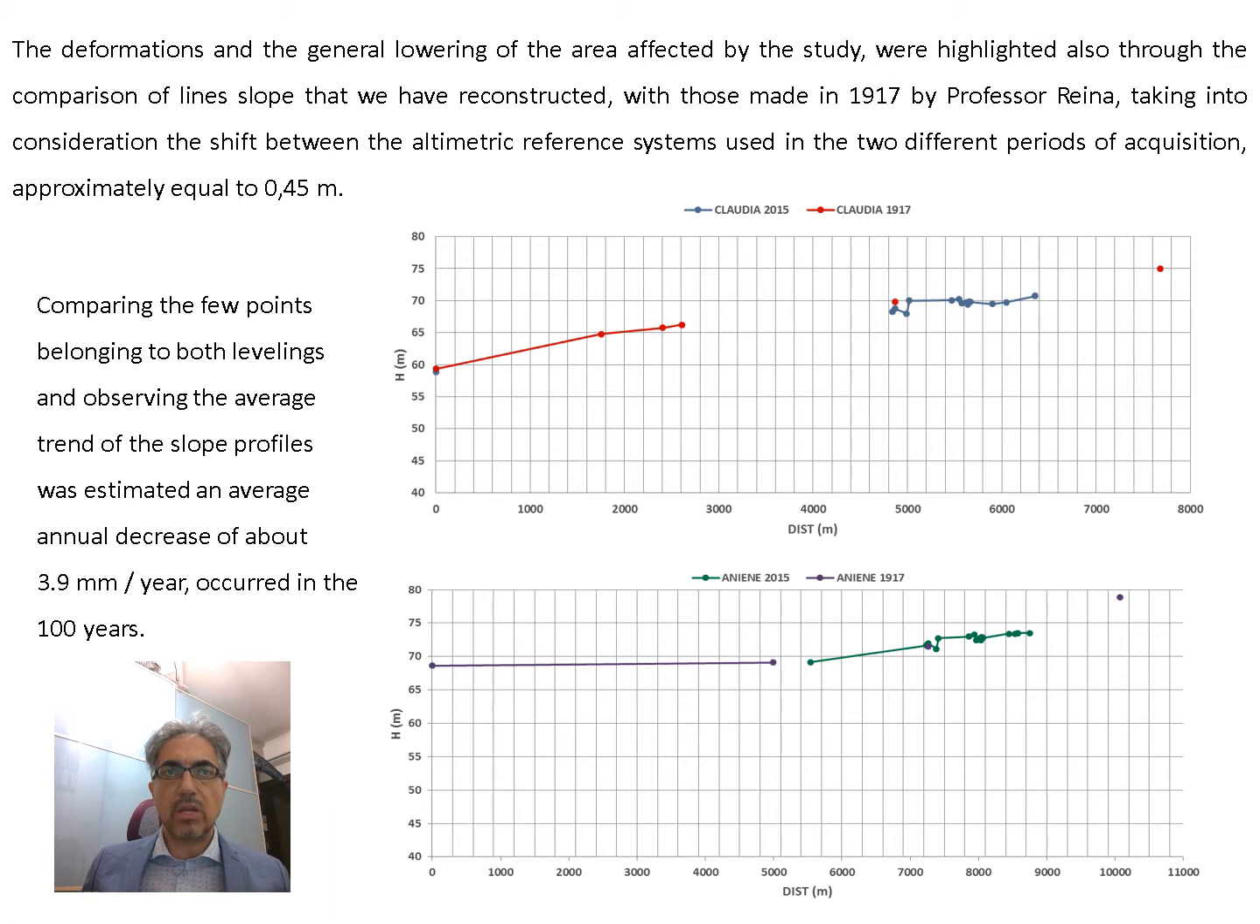Furthermore, the deformation and the general lowering of the area was also highlighted by comparing it with the survey of 1917. To do this, it was estimated that the difference in the altimetric reference system was approximately 45 centimeters. Considering this difference, it was possible to estimate a decrease in the last 100 years of about 3.9 millimeters for each year.